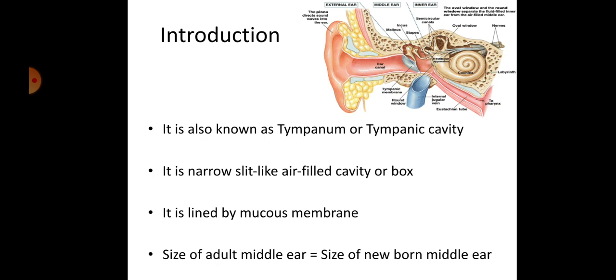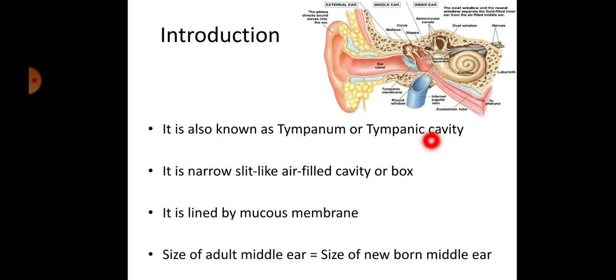Introduction. The middle ear is also known as the tympanum or the tympanic cavity. It is a narrow, slit-like, air-filled cavity. It looks like a box. You can see this is the middle ear, and here is the box-like structure. Box doesn't mean a big box; you should imagine a small box, measured in millimeters.